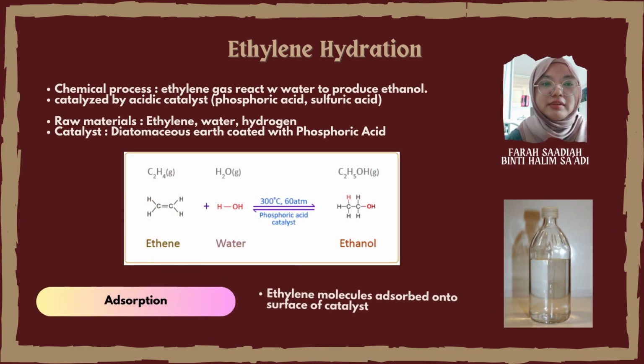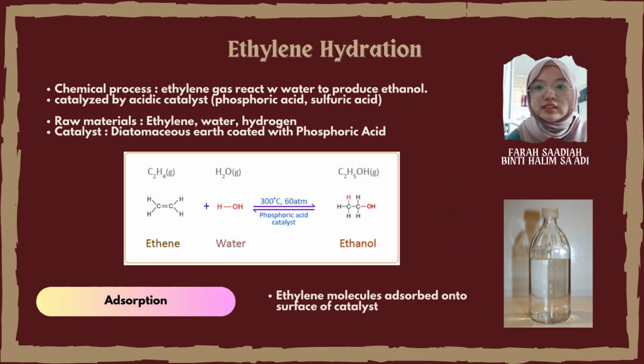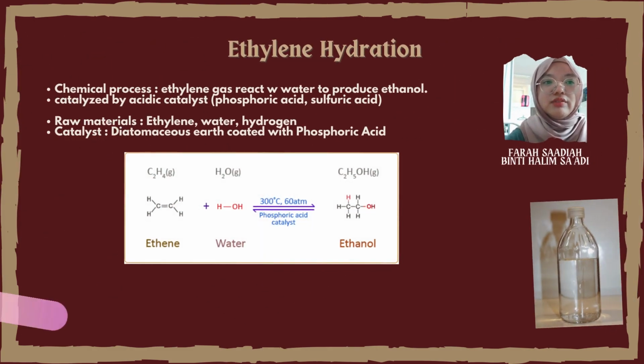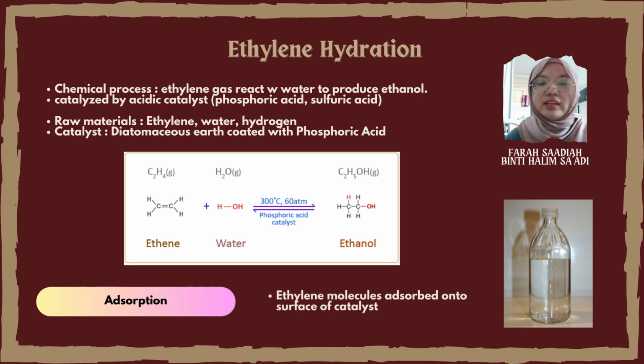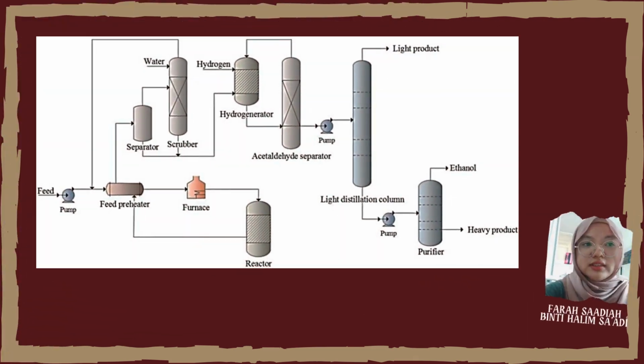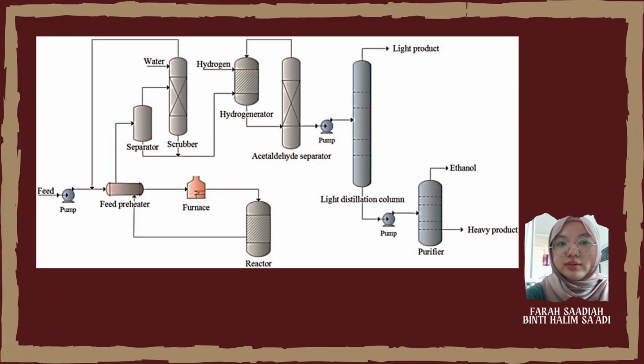Ethylene hydration is a chemical process in which ethylene gas C2H4 reacts with water H2O to produce ethanol C2H5OH. The reaction is typically catalyzed by an acidic catalyst such as phosphoric acid or sulfuric acid. The process of ethylene hydration is typically carried out under high temperature and pressure conditions to favor the formation of ethanol. First is adsorption. Ethylene molecules are adsorbed onto the surface of the catalyst.